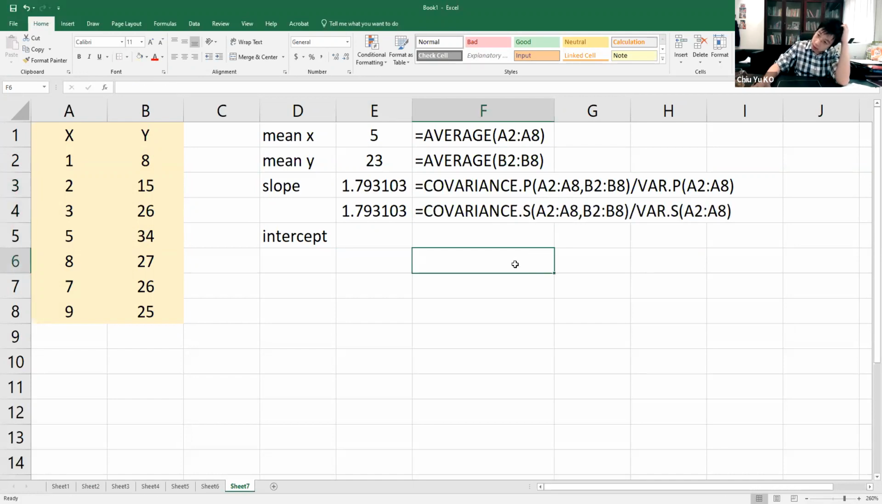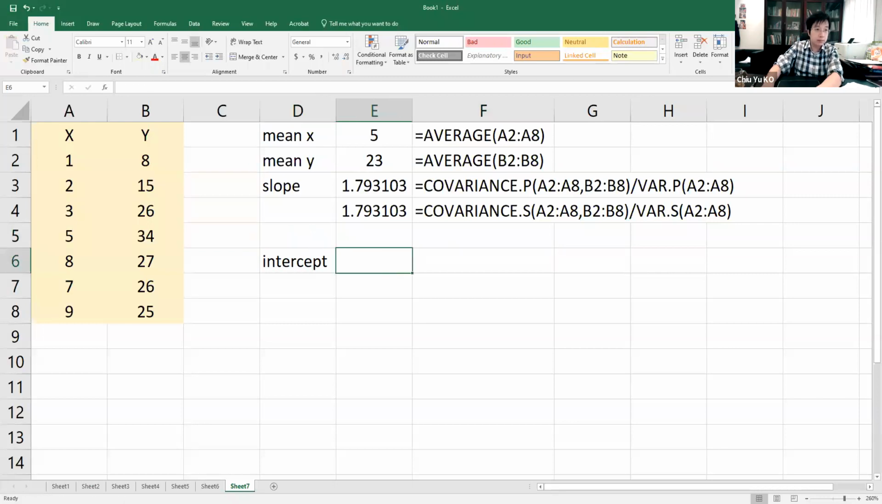And the intercept can be found by, remember the formula, y bar minus beta x bar. So it will be this minus this times whatever you put. This will be the intercept.